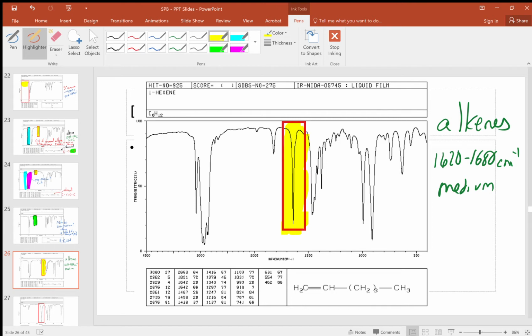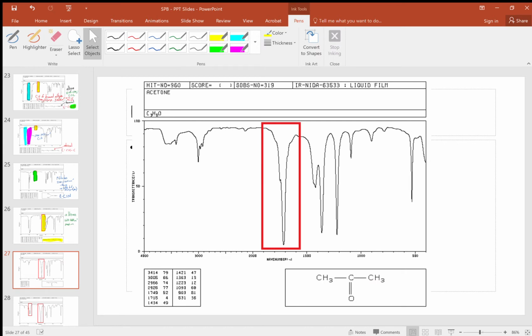So the other functional group that shows up in this region, or a similar region at least, are carbonyls. And the most common way that we can differentiate between carbonyls and alkenes is the strength of the peak. So this alkene that I have shown you here, 1-hexene, is fairly strong as far as alkenes go. Most alkenes, though, are a bit weaker. Carbonyls, on the other hand, are generally fairly strong, as we can see by this spectrum here.